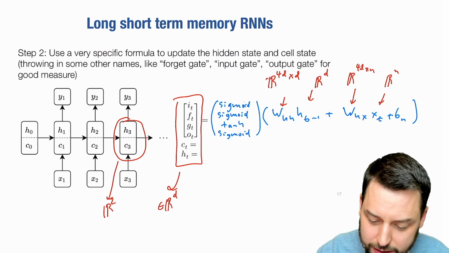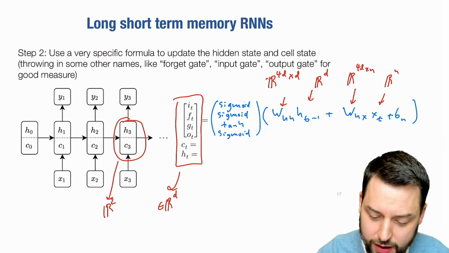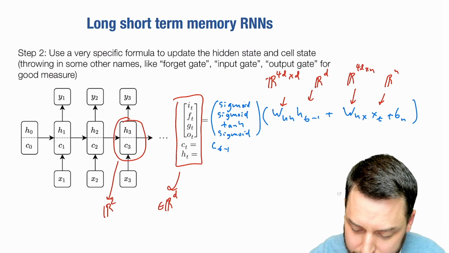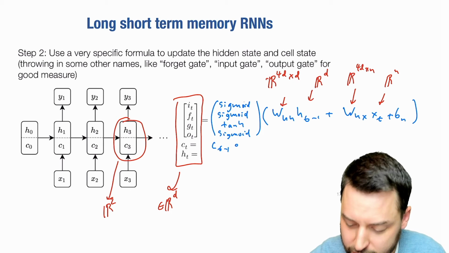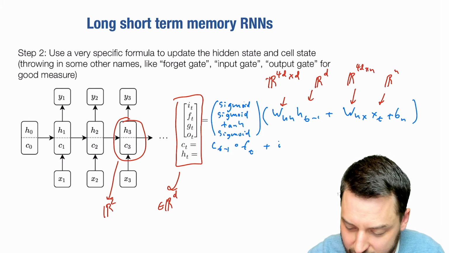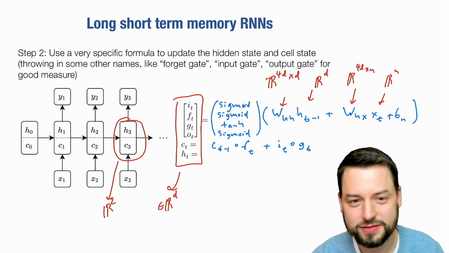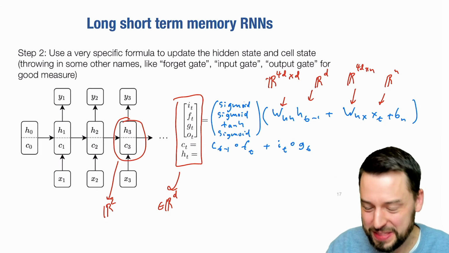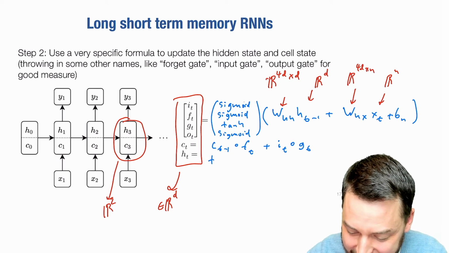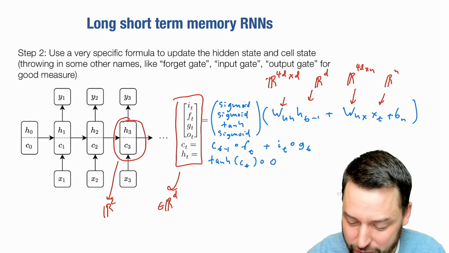And then now we're going to form the updates for these terms. In particular, CT is going to be equal to CT minus 1, element-wise product with FT, plus IT, element-wise product with GT. And then finally, HT equals the tanh of CT, element-wise product with OT.